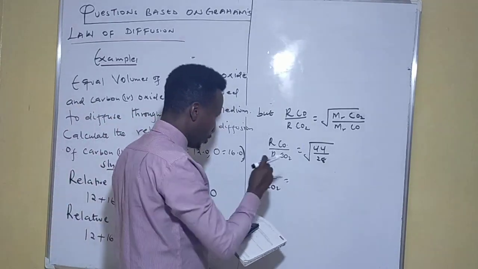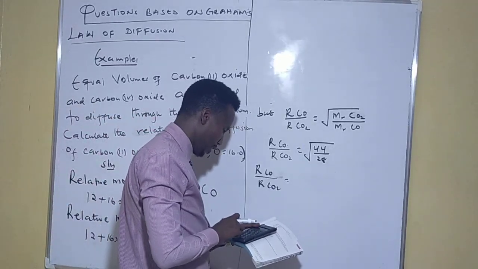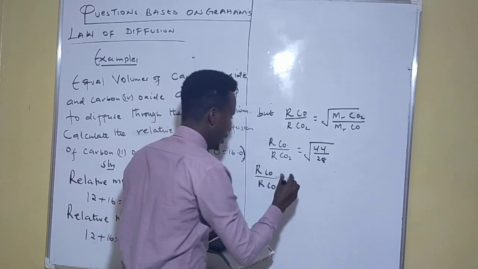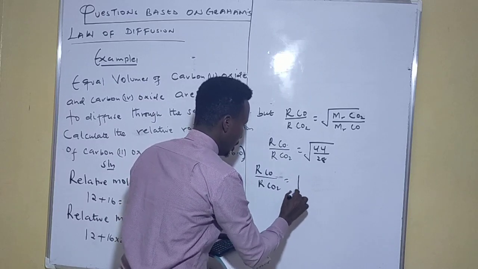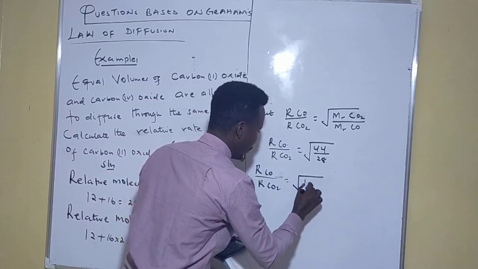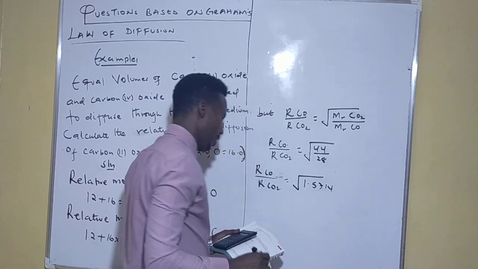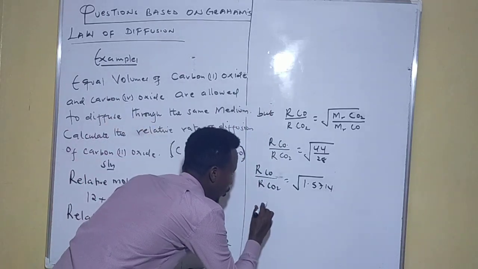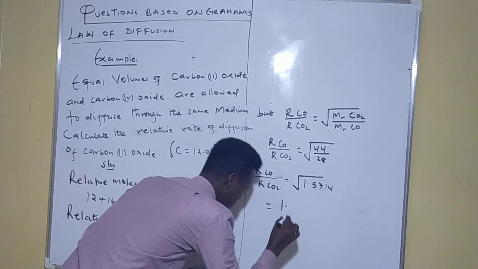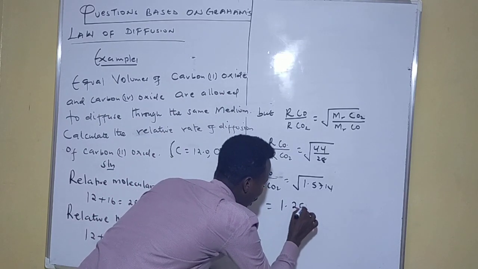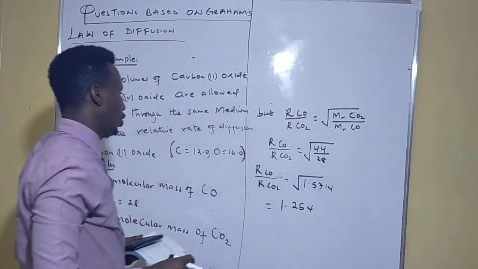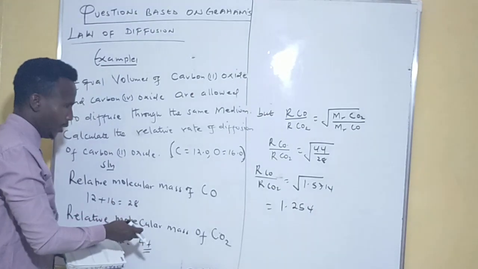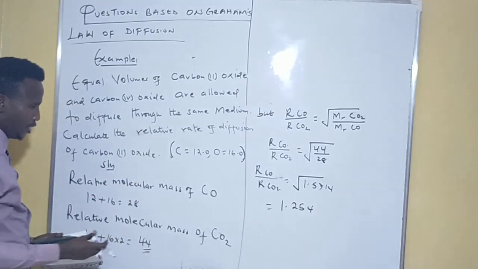Now, let's get the square root of 44 divided by 28. That will give me 1.5714. Then get the square root of that, and our answer is equal to 1.254.